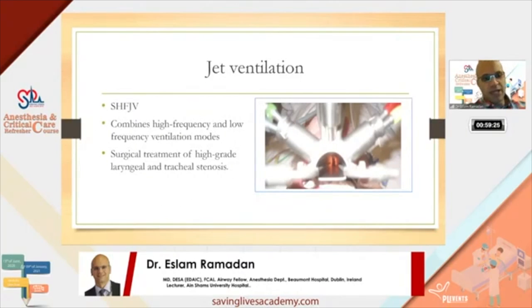And this is a superimposed high frequency jet ventilation. It's considered a supraglottic device, a specialized surgical laryngoscope. You can see on the left side here two ports connected to high frequency and low frequency jet ventilation. On the right side here, one port will measure the pressure and the other port will measure the end-tidal CO2.